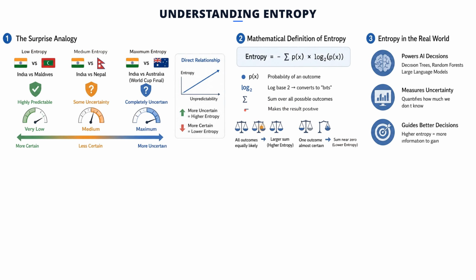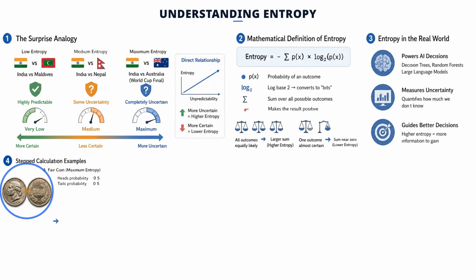Let's see this math in action with a few stepped examples. First, we calculate the entropy for a perfectly fair coin. The probability of getting heads is 0.5 and tails is 0.5. When we plug 0.5 into our formula for both sides and add them together, we get a clean result of 1.0 bits. This is maximum entropy because we have absolutely no idea what is coming next.